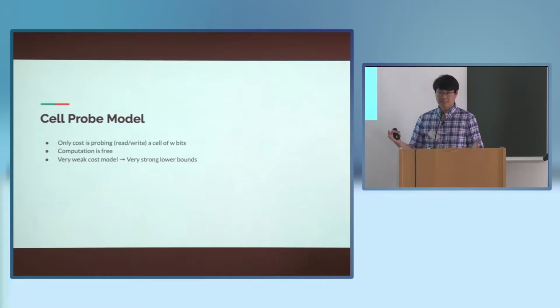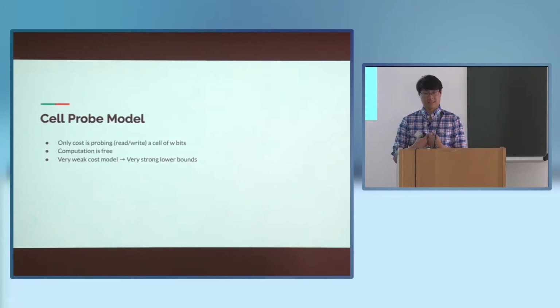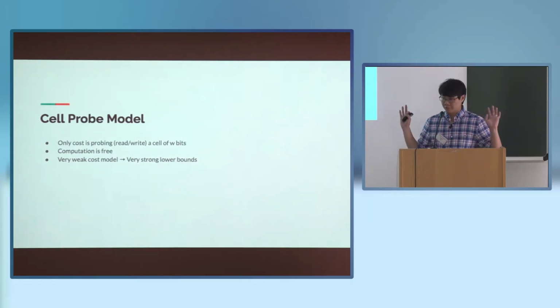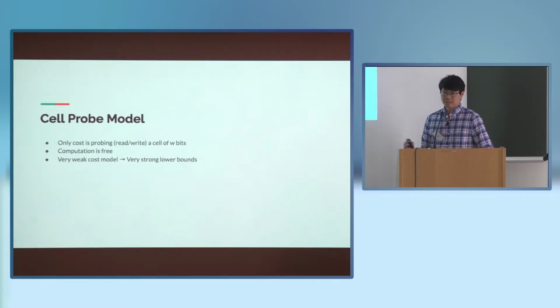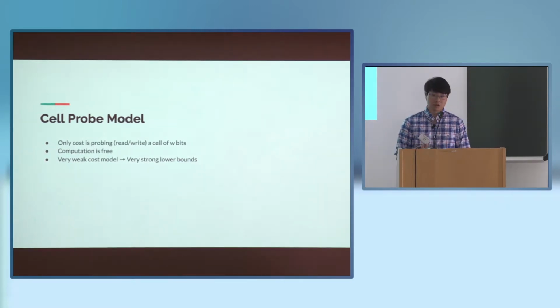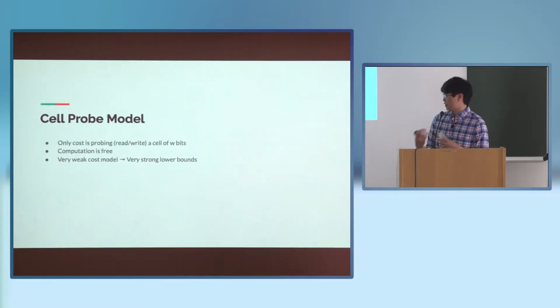So what we essentially say is computation is free. In fact, the data structure is allowed to do infinite amounts of computation. And what it means is that by using this very weak cost model for lower bounds, our bounds obviously apply to stronger lower bounds that also charge for computation in a reasonable manner.